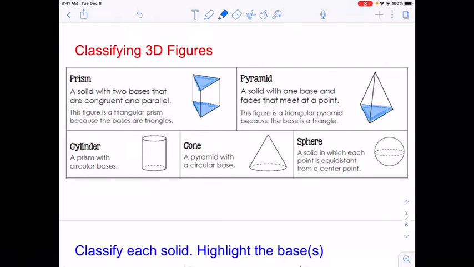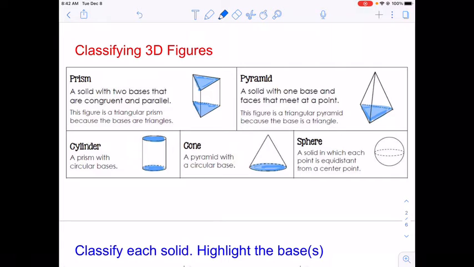A cylinder here, a little bit different. The two bases here are circles in a cylinder. It's like a can of soup, okay? Top and bottom are parallel to each other. The bases are parallel, and this is the lateral part, around the side of it, which would kind of be the label of your can. In a cone, the base is a circle. And in a sphere, of course, there is no base. It's just a three-dimensional ball.